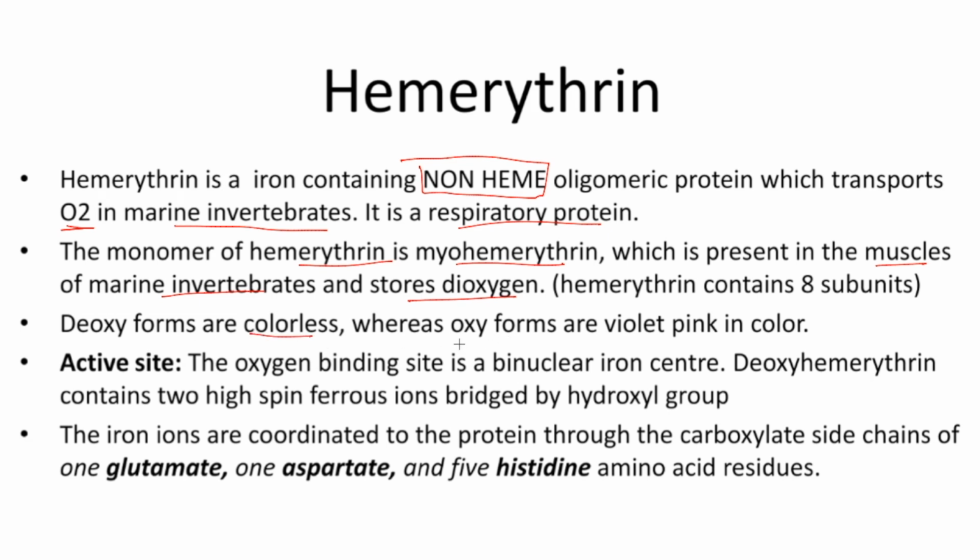Deoxy forms are colorless, whereas oxy forms are violet pink in color. The active site, so the oxygen binding site, is a binuclear iron center. Deoxyhemerythrin contains 2 high spin ferrous ions bridged by a hydroxyl group. The iron ions are coordinated to the protein through the carboxylate side chains of 1 glutamate, 1 aspartate and 5 histidine amino acid residues.